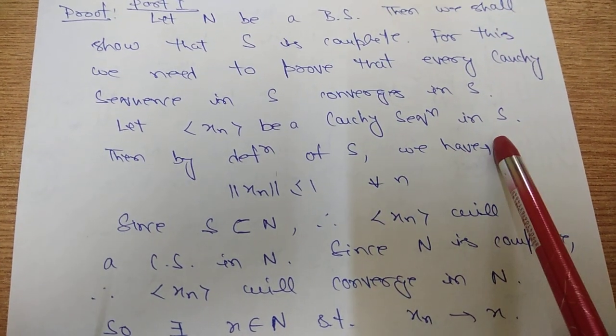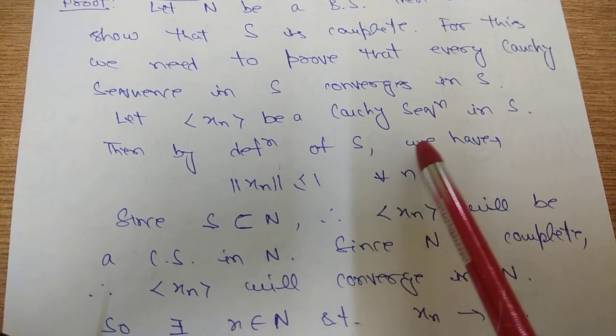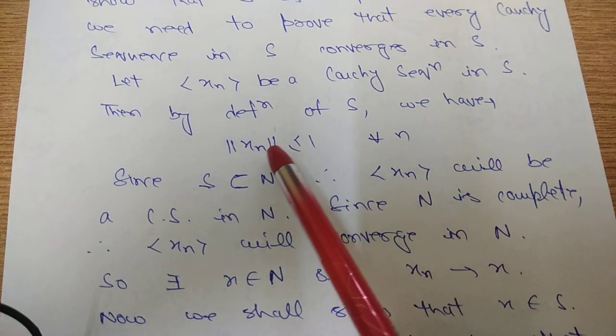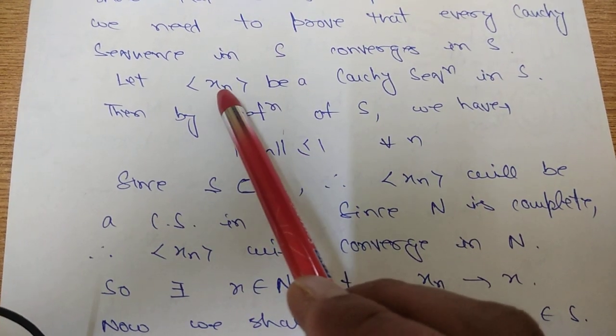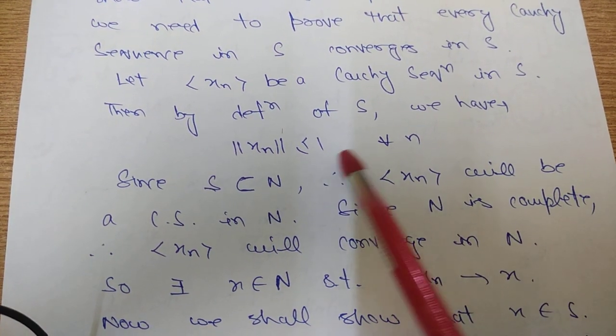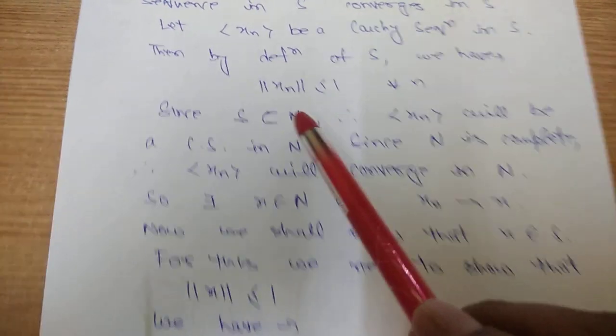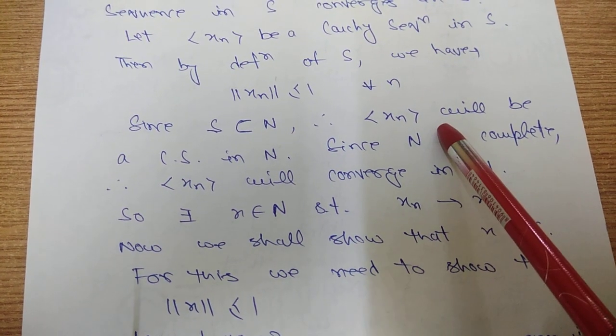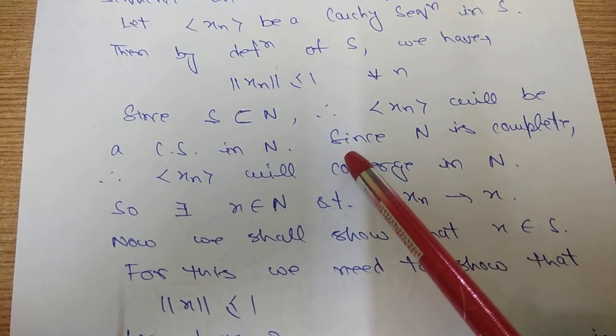अभी हमने एस में लिया तो एस की डेफिनेशन है कि एस में जो भी एलिमेंट्स हैं उन सब की नॉर्म लेस देन इक्वल टू 1 है. तो इस Cauchy सीक्वेंस के सब एलिमेंट्स की नॉर्म लेस देन इक्वल टू 1 होगी फॉर एवरी एन. अब हमें गिवन है एस इज ए सबसेट ऑफ एन and xn is a Cauchy sequence in N.